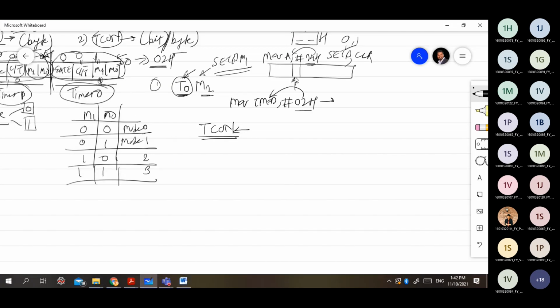So timer overflow means what? Now let's suppose I put some count, FFF0, in the timer, that is in TH and TL. And if I say SETB TR, that means I turned on TR, let's suppose TR0 for timer 0, so I turned on TR0.